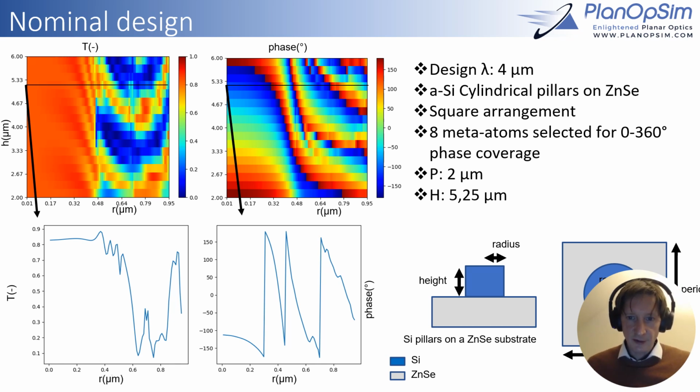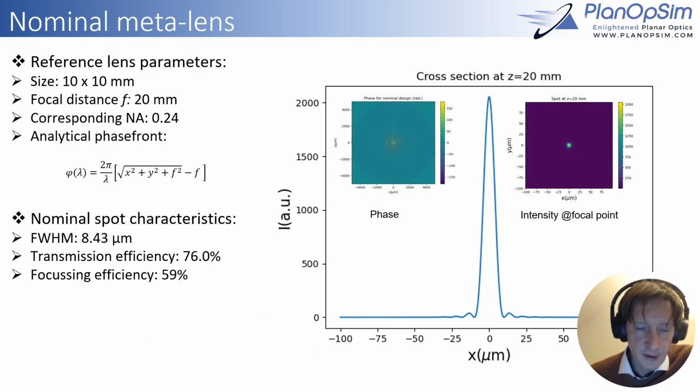We start off with a nominal design. Here in this case, we're taking a target wavelength of 4 microns using a series of amorphous silicon pillars on a zinc selenide surface in a square arrangement. And we design in the way that we have done before, 8 meta atoms using 360 degrees of phase coverage. We have here a height of 5.25 micron and a unit cell size of 2 microns. And we use this to design a nominal meta lens with the parameters that you see here.